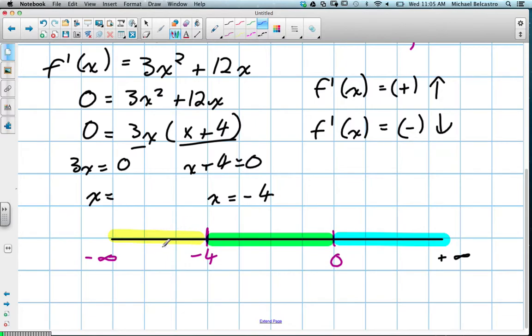So we can really choose any number. Let's go with negative 5. Here we'll go with maybe negative 1. And here let's go with positive 5. Okay? We're going to take these values and plug them into our derivative.